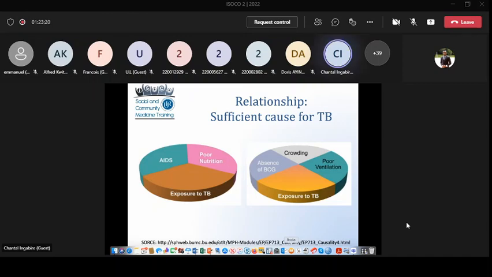So two people may have TB, may have exposure to TB, but the exposure might be different for the same outcome. Do you understand, class? Do you understand when we talk about the sufficient cause component model of the disease?